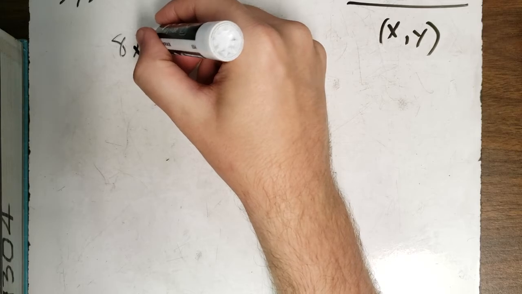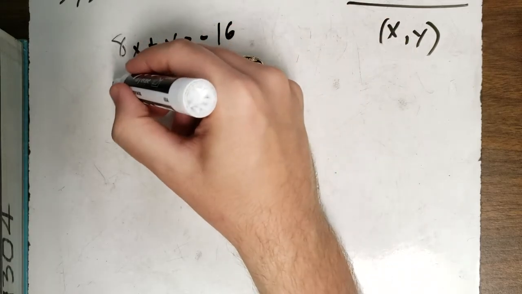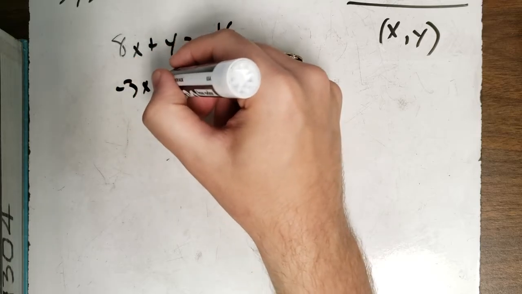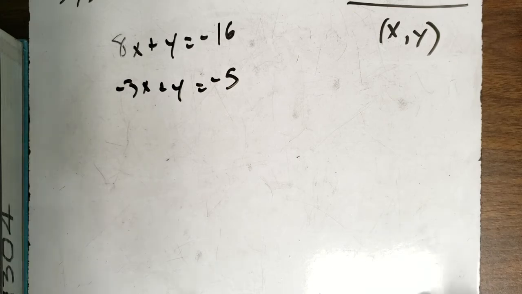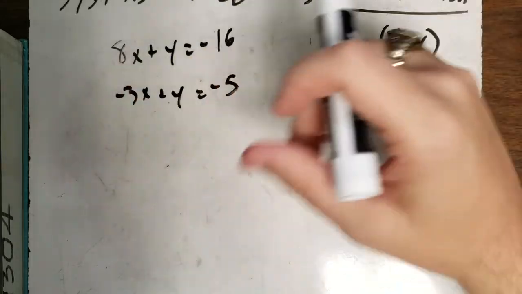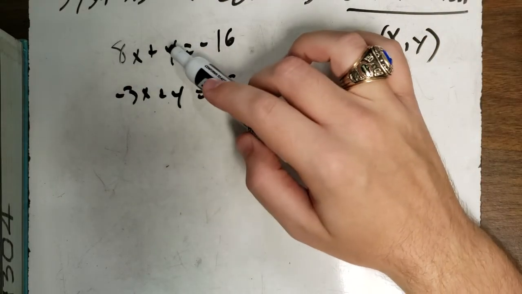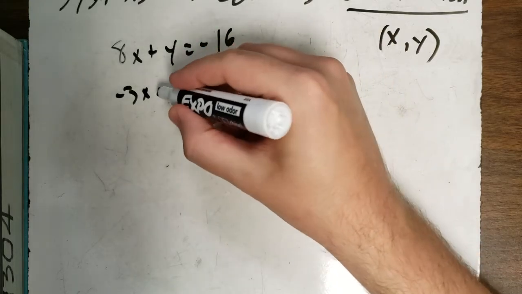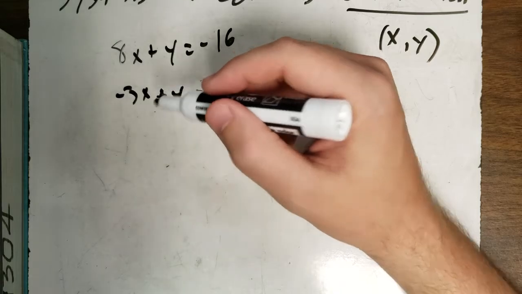x plus y equals negative 16. Negative 3x plus y equals negative 5. Okay, so once again, I am trying to cancel out a letter by adding straight down. Okay, now look at our letters. We have 8x and negative 3x, and then a y and a y, both positive. So, which ones would be easier to cancel out? Well, the y's, because there's only one step involved.